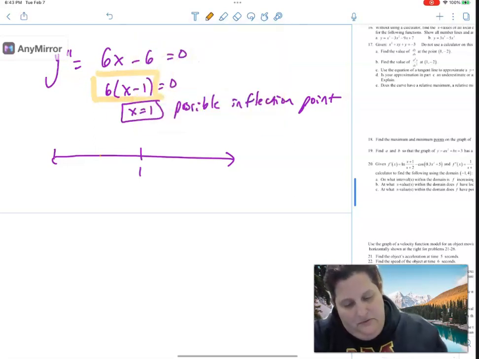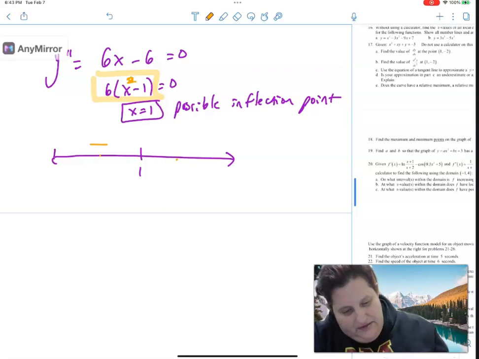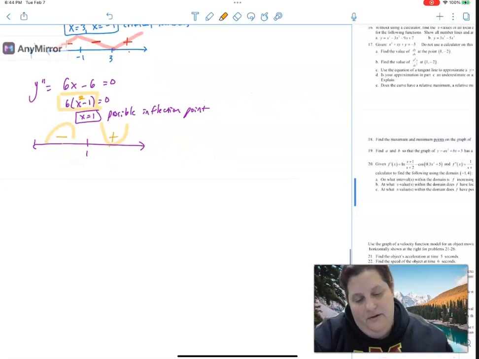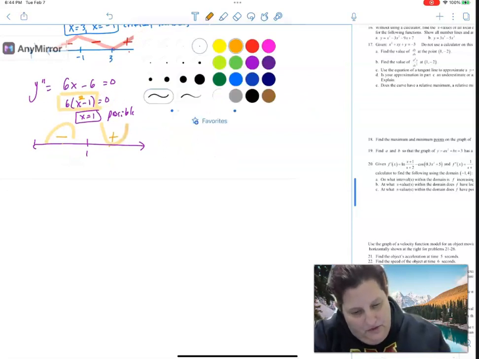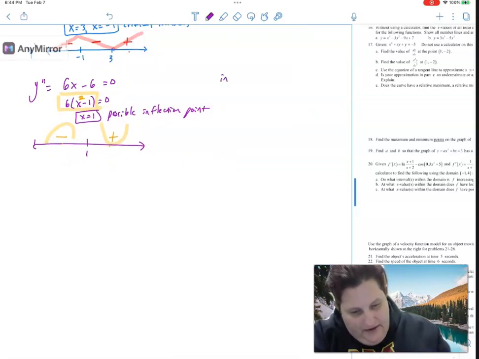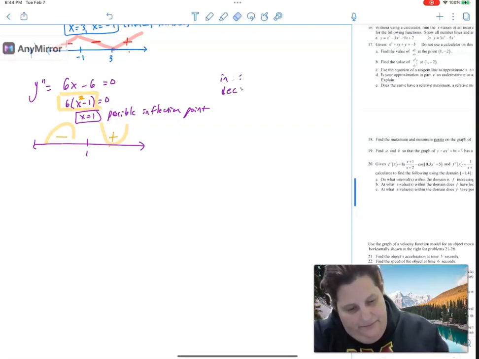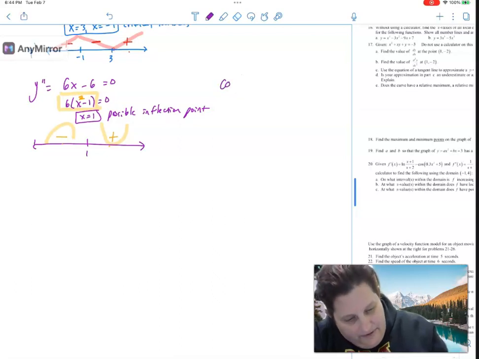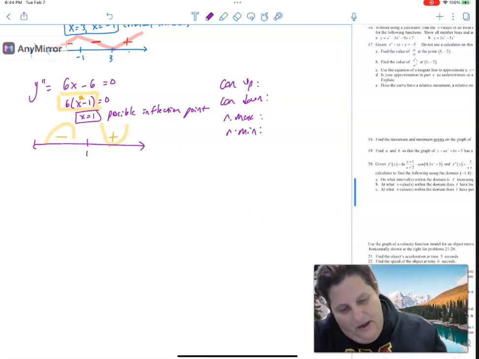So I go, all right, number less than 1, how about 0? 6 times negative is negative. And then a number bigger than 1, how about 2? 6 times a positive is positive. So this goes concave down, concave up. All right? So if I write up my summary where I say increasing, decreasing, concave up, concave down, relative max, relative min, okay?